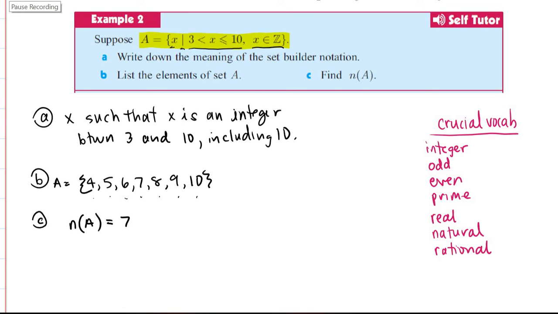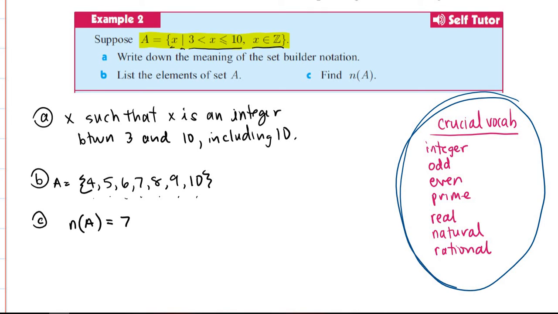When you're working with set builder notation, it's pretty important that you know and understand the vocabulary that they're talking about. So here's some crucial vocab, and the stuff that we learned in our first lesson is actually really helpful too. But you need to know what an integer is. You need to know what a real number, a natural number, a rational number is. And these ones, I know that you know them, but you just have to think about if it says it's the set of odd numbers, then we're talking about like 1, 3, 5, 7, 9, etc. If it says it's the set of even numbers, 2, 4, 6, 8, etc.